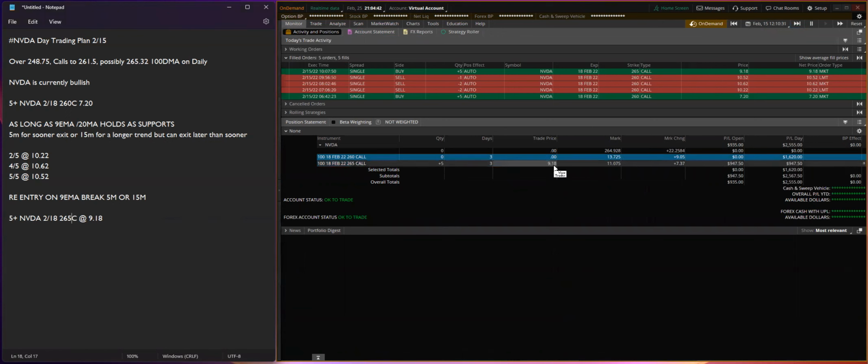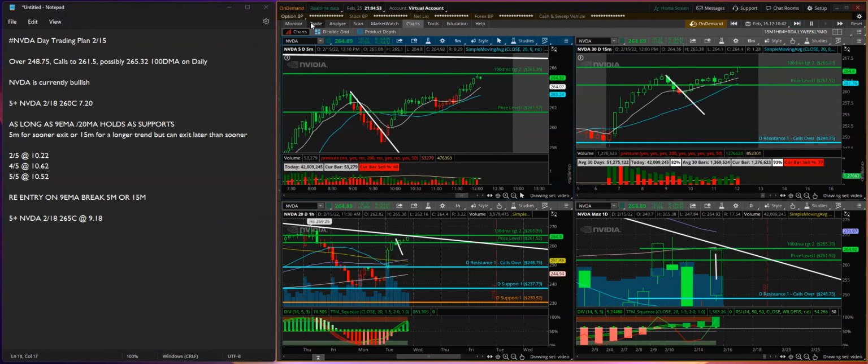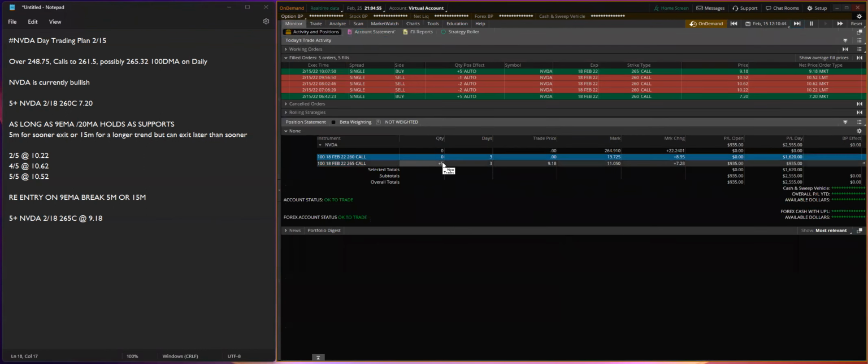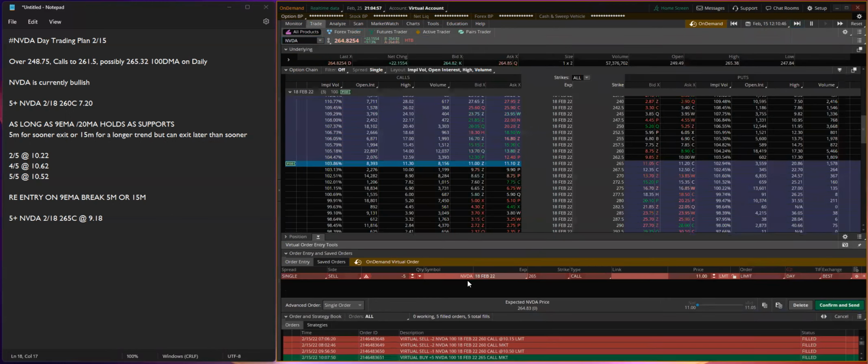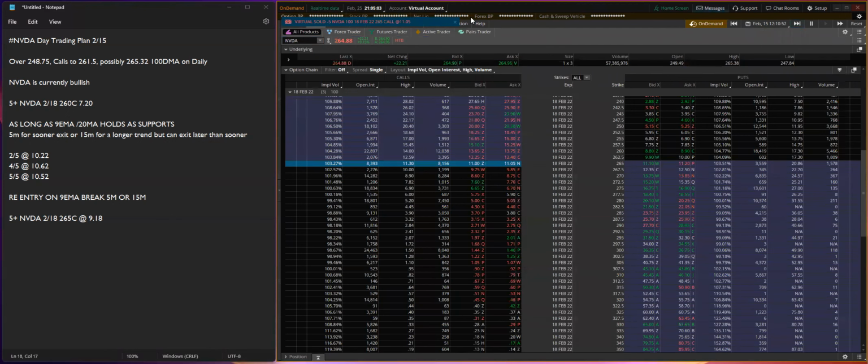We got an entry at 9.18, 3 days left, which is the weekly call. We got 5. We entered at 9.18, it's currently at 11. So very nice move right here on NVIDIA. Let's go ahead and sell all of it. Take the max profit right here. So currently 11.10 right now. We will do a market sell to get rid of it as soon as possible.